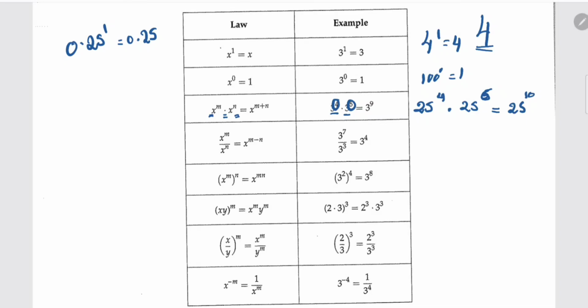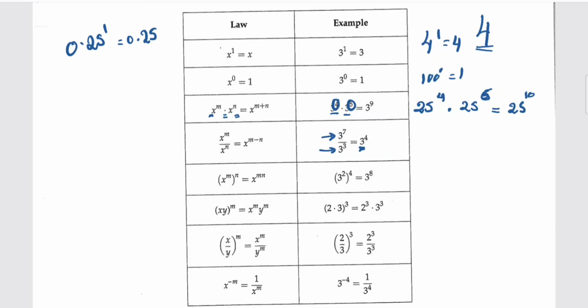What about division? Division is subtraction. If you have x to the power m divided by x to the power n, keep the base also. Don't change the base, so it will be x also. And then subtract the powers. Let's take an example: 3 to the power 7 divided by 3 to the power 3. The base is 3, so keep 3 as it is. And then subtract the powers: 7 minus 3 equals 4. So it's 3 to the power 4.